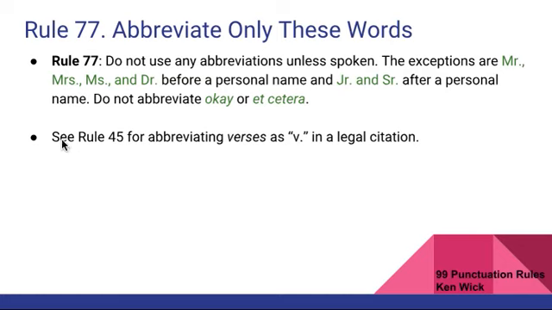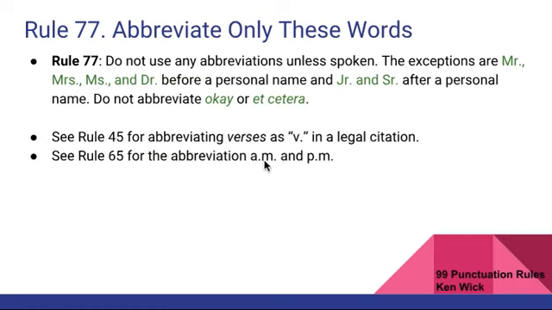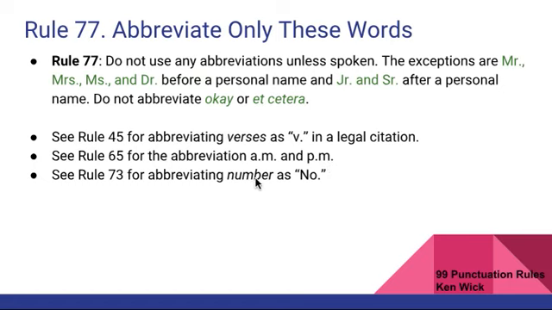And then just to note, Rule 45 says abbreviate v. for versus in legal citations. Rule 65, we covered abbreviating a.m. and p.m., lowercase with periods. And Rule 73, we were abbreviating number in a numbered reference with No., capitalized.